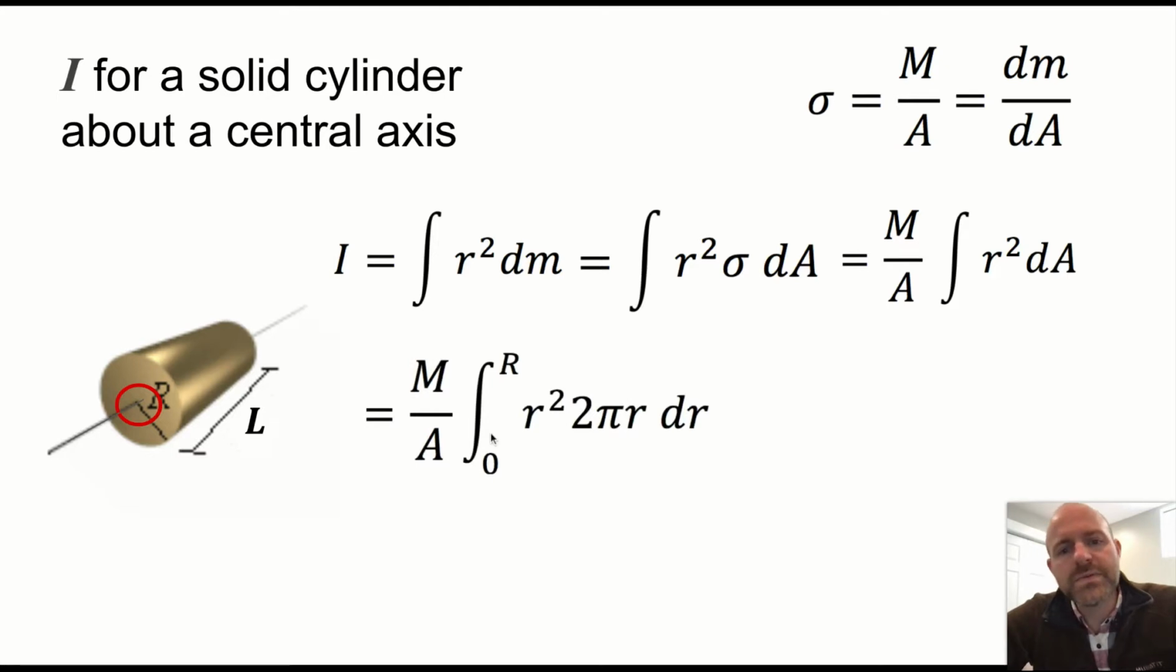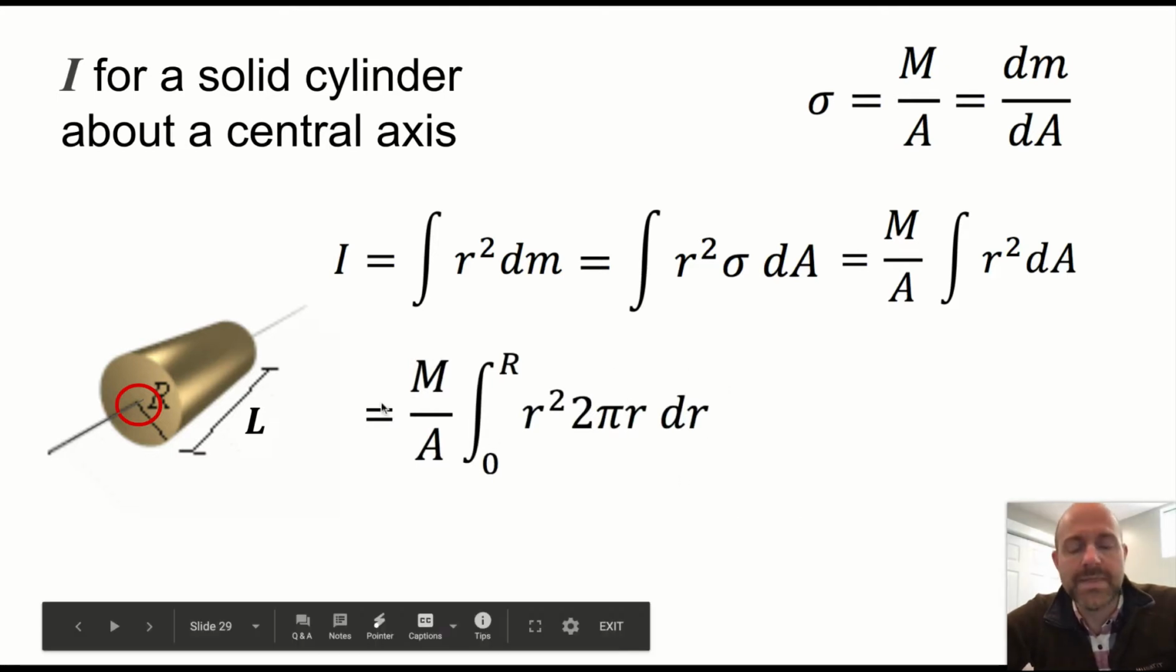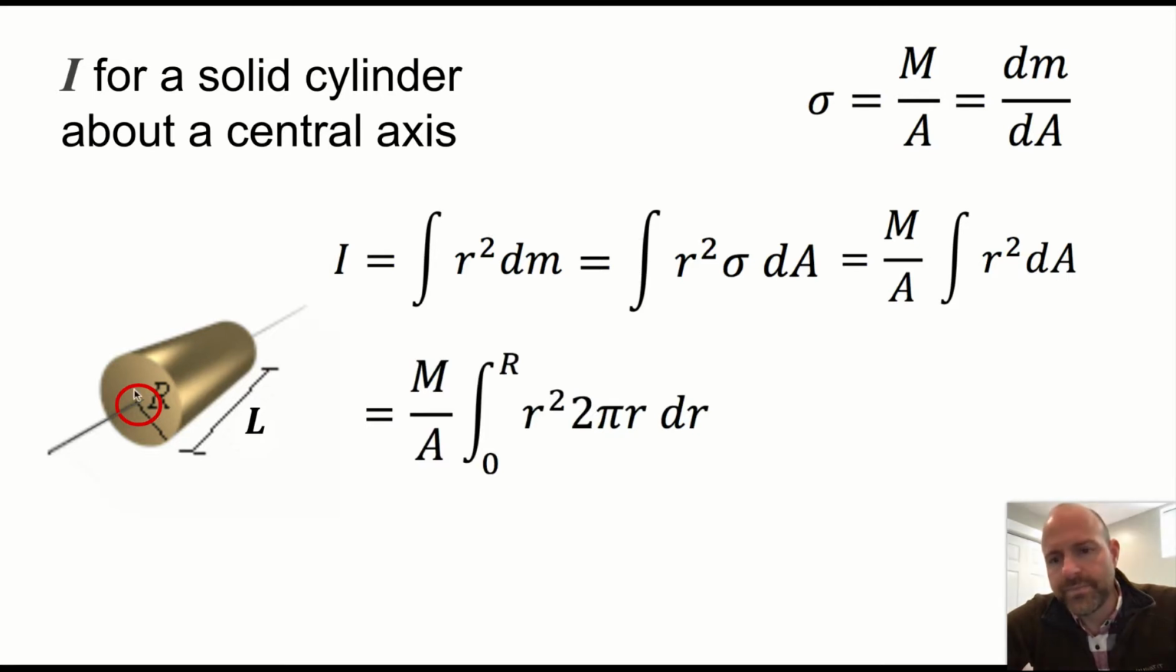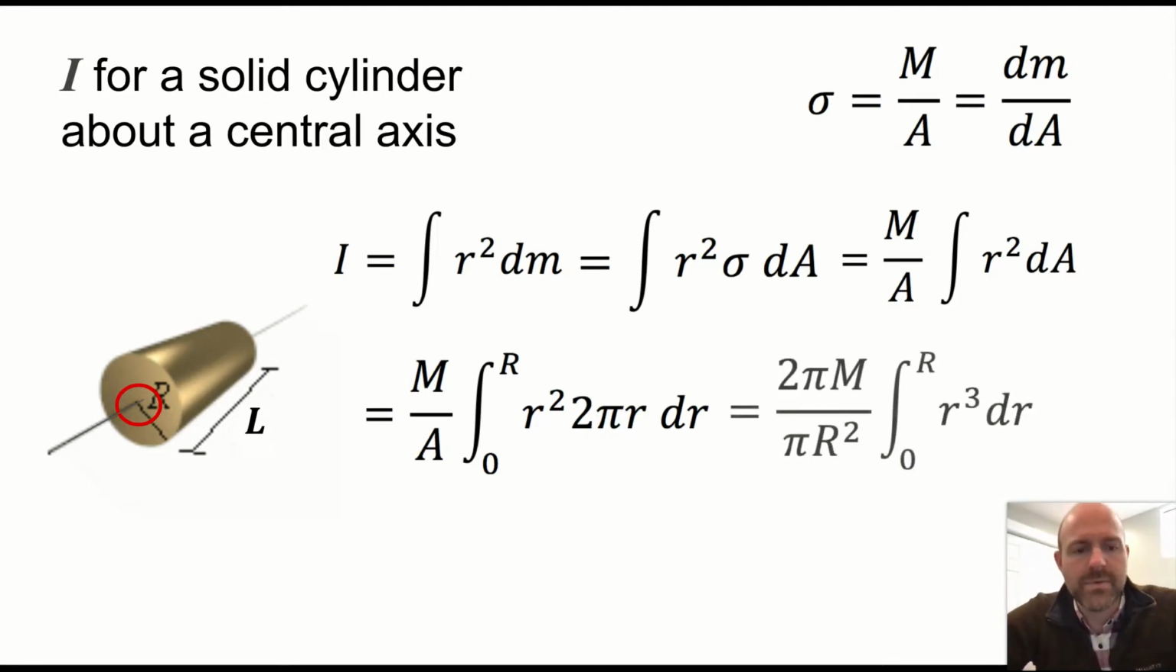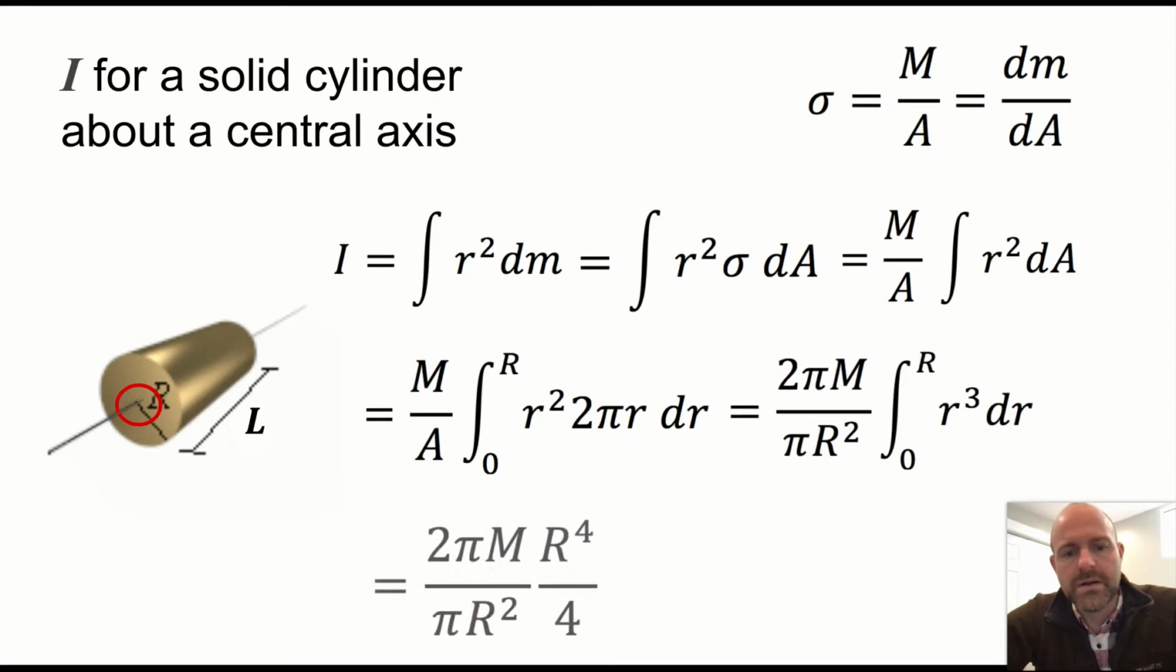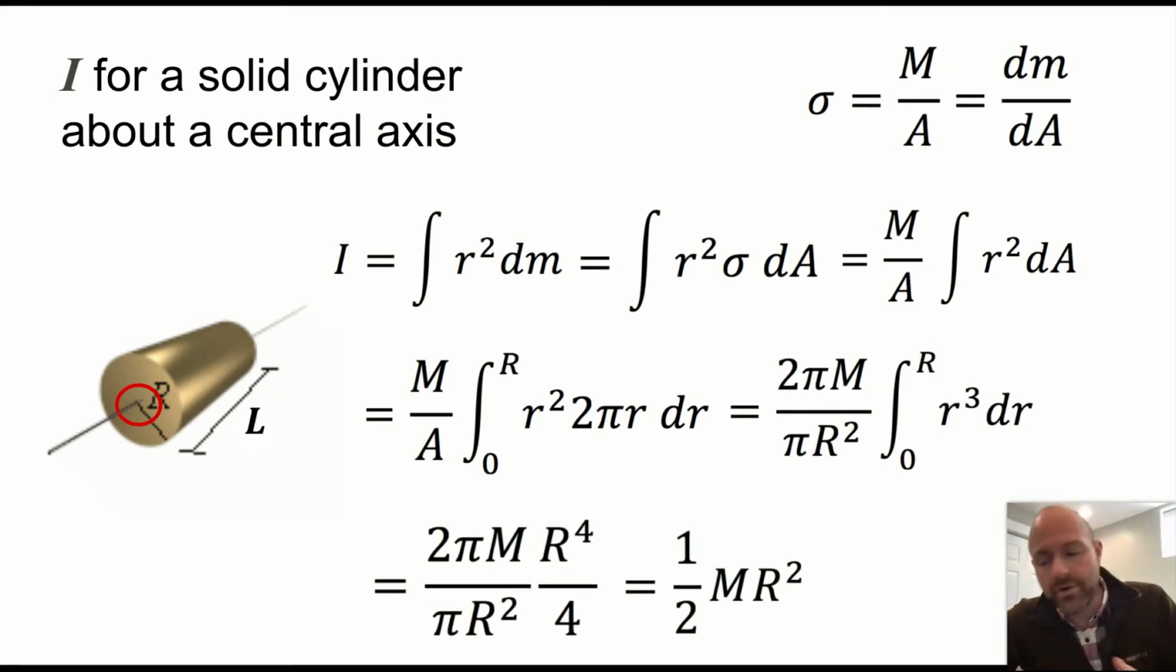But then this is where that thinking part comes in again. The area of this little circle that I've drawn, or circular thing, has to do with 2 pi r, its circumference, times how thick it is, which is just dr. So now we can integrate with respect to r from 0 to R, and we end up with 1/2 mr squared. And this is one of the ones that you should memorize, as well as understand how we get it in terms of the integration.